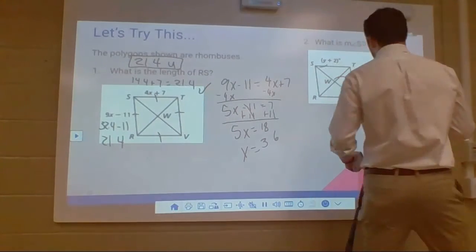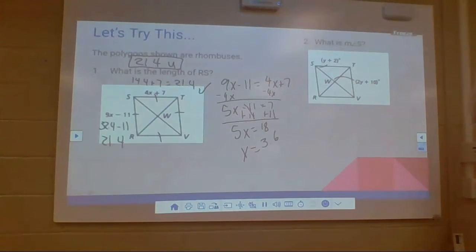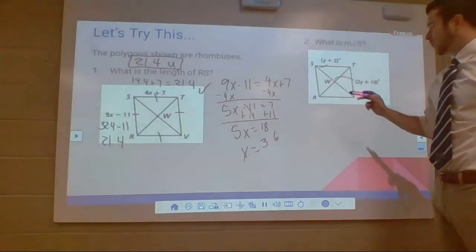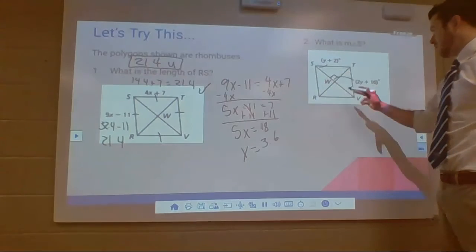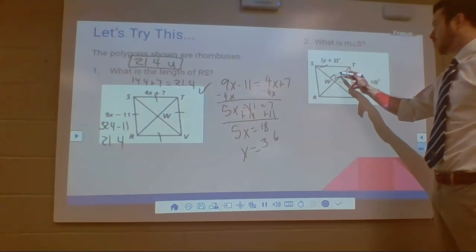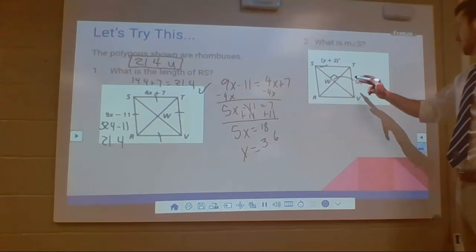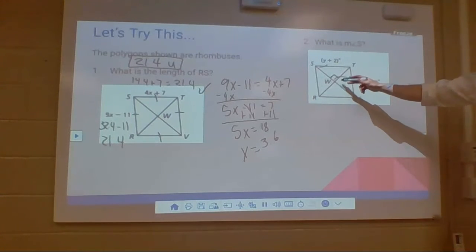Now, number 2. This one might be a little bit tougher. What is the measure of angle S? Well, let's think about it. What do we know here? We know that the diagonals of a rhombus bisect each other. And where they bisect each other, they are perpendicular. They form 90-degree angles. So, here's the deal. We know this angle is 90 degrees.